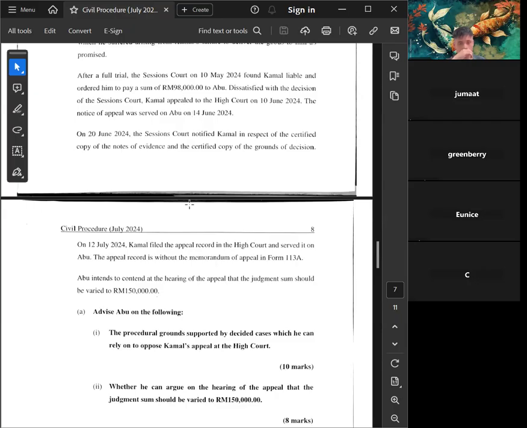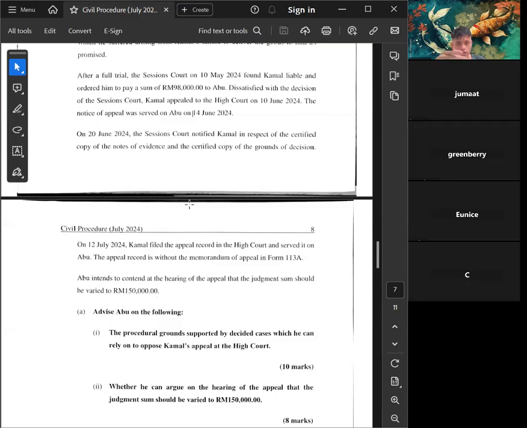But since it is allocated 8 marks, we have to put it in this way. So the first thing is we must explain to the examiner what is the function of notice of cross appeal.